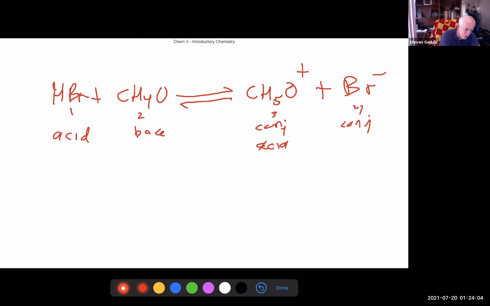And this accepts a proton. This is your conjugate base. So conjugate means just going in the opposite direction for equilibrium. So you've got acid, base, conjugate acid, conjugate base. And all it has to do with is giving up or accepting a proton. Okay. We got that.